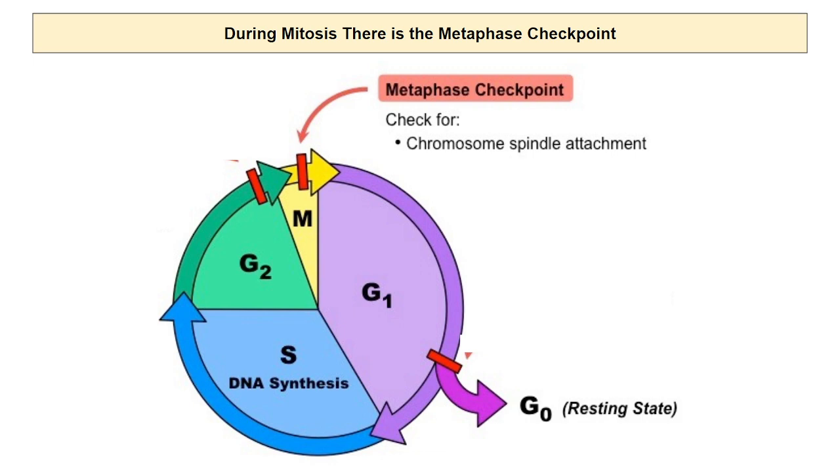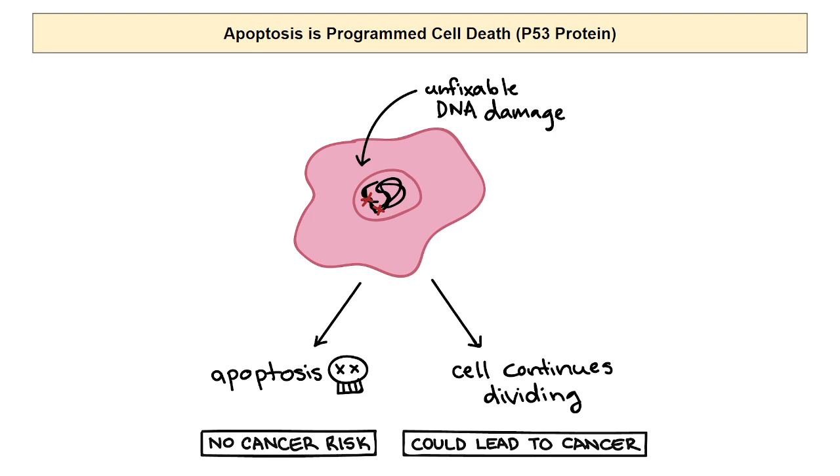Now, if any of these checkpoints are reached and all of the factors are not done correctly, what's going to happen is the cell is going to undergo a process called apoptosis. And apoptosis essentially just means programmed cell death. So if there's a mutation in the DNA or the DNA didn't duplicate correctly, that cell is not going to want to divide because then you're going to get things like cancers.